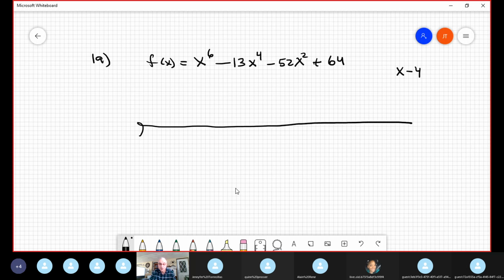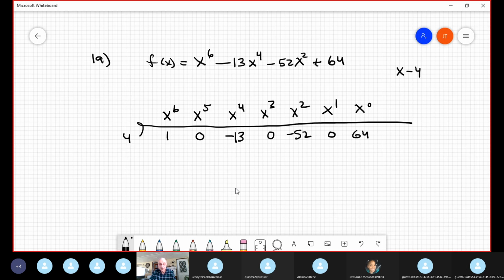In this case, be careful because I can see that some terms in this polynomial are missing. x to the 6, x to the 5th is missing, x to the 4, x to the 3rd is missing, x to the 2nd, x to the 1 is missing also, and x to the 0. Okay, this is 1, missing is 0, minus 13, 0, minus 52, 0, and positive 64. And don't forget to change the sign. You divide synthetically with the 4.